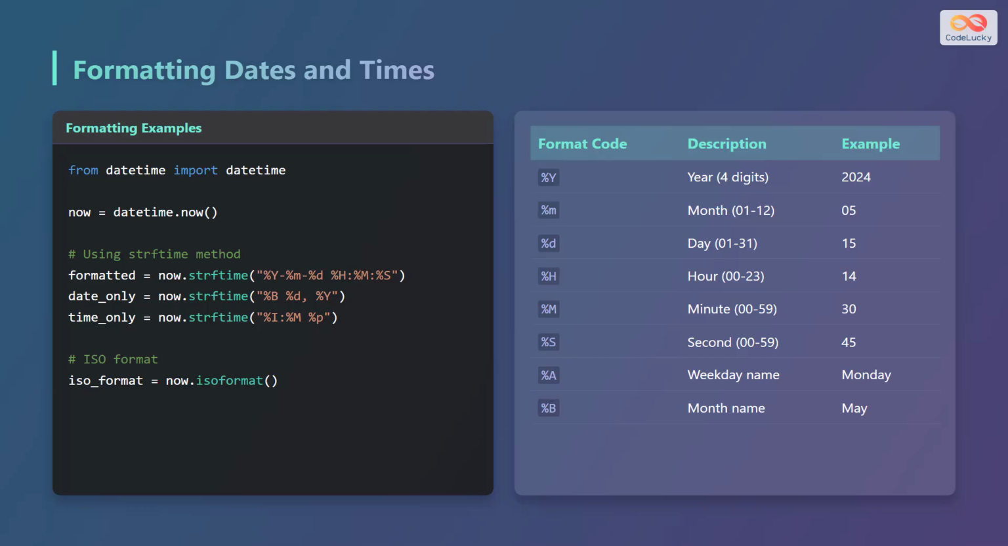For example, 14. %M represents the minute from 00 to 59. For example, 30. %S represents the second from 00 to 59. For example, 45. %A represents the weekday name. For example, Monday. %B represents the month name. For example, May.